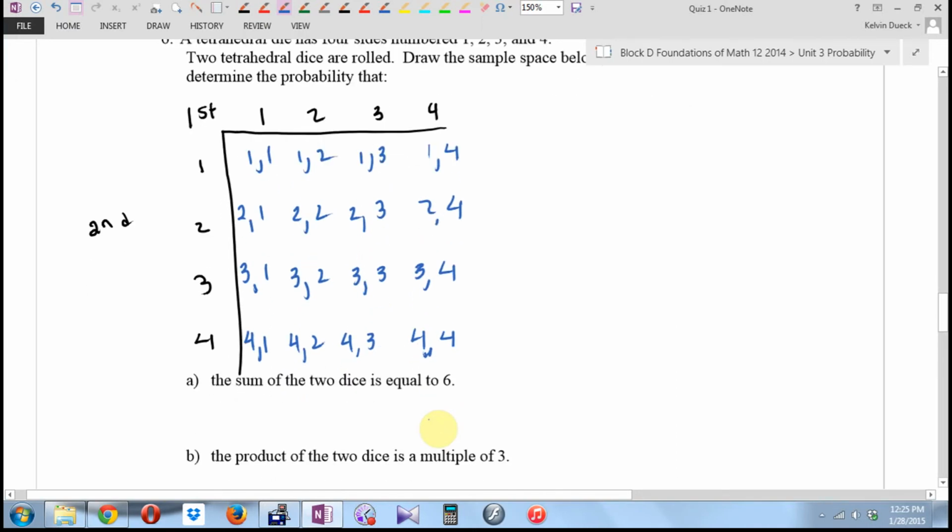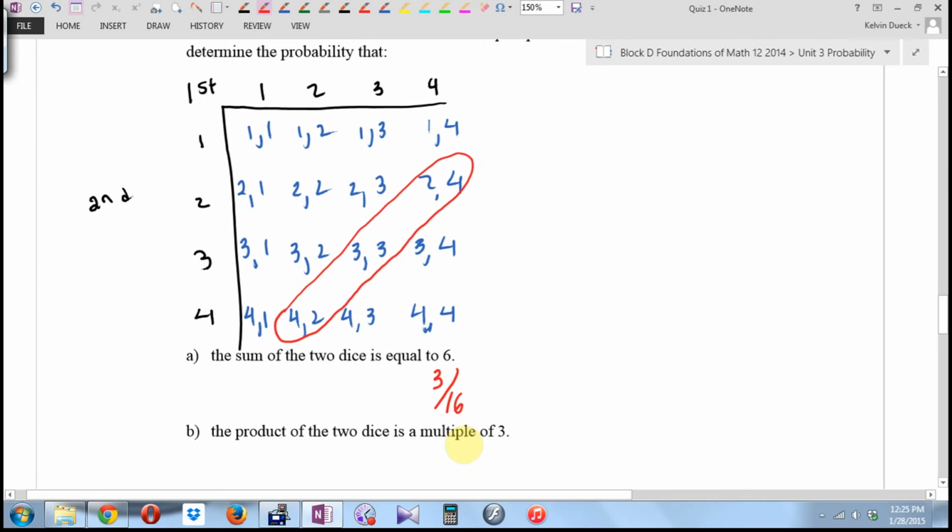Okay. The sum is equal to 6. See it? And the nice thing about a chart is usually you'll find whatever event they give you is some kind of pattern like diagonals or something like that. Clearly going to be. The product is a multiple of 3.